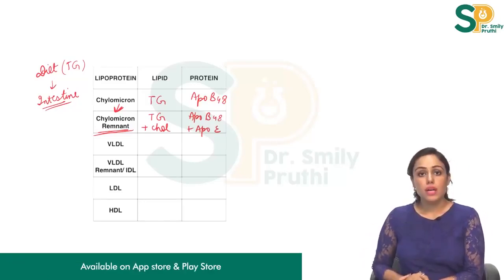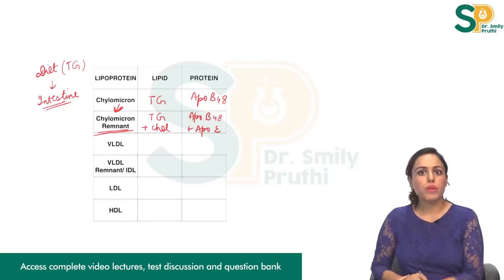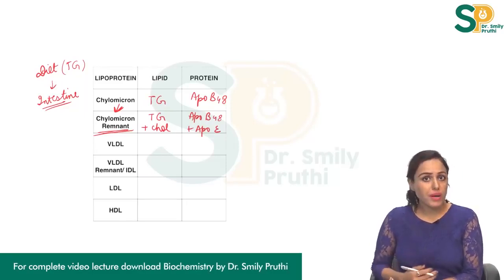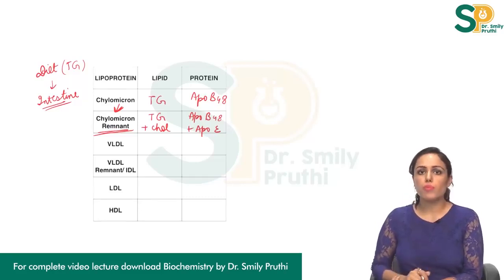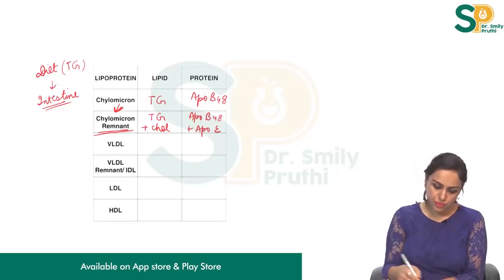Now, if in a patient they say chylomicron is increased, you will say only triglyceride is increased, and cholesterol is normal in this patient. And if they say chylomicron remnant is increased in some patient, then you will say both triglyceride and cholesterol are increased in this patient, right?